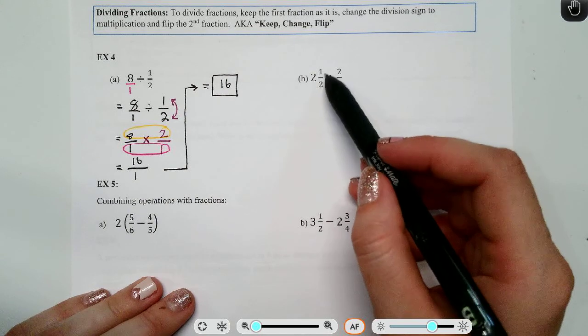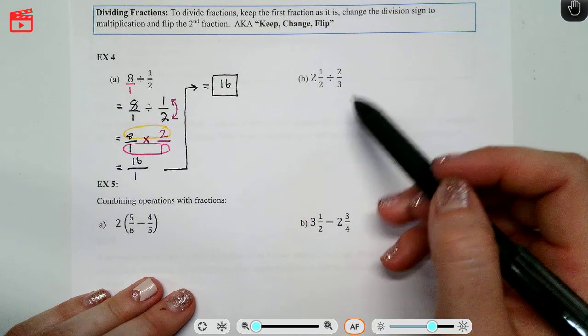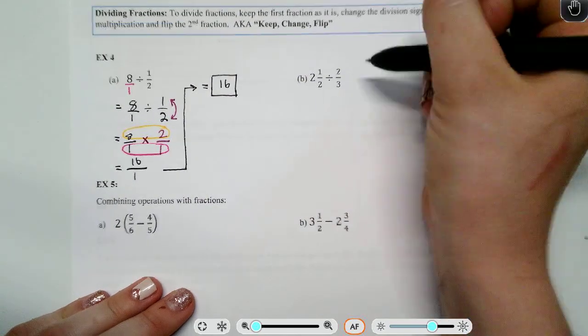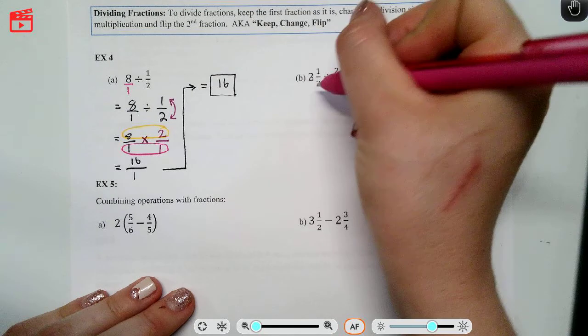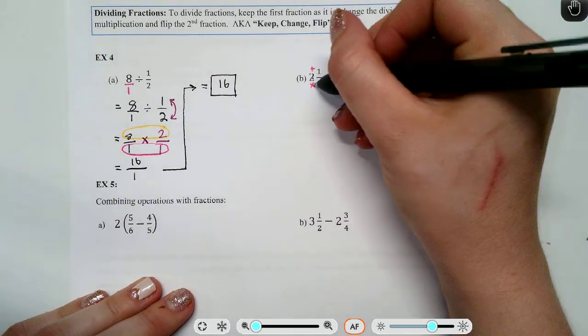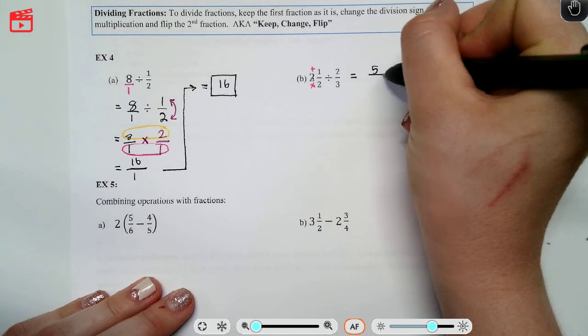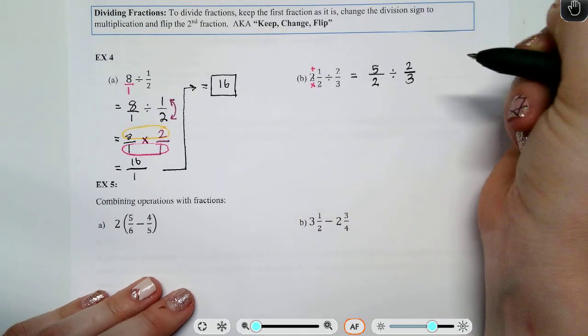Ooh, look at B. We have another mixed fraction popping in. So the plan with the mixed fraction, we're going to change it into an improper fraction. So let's go ahead and do that. 2 times 2. Remember, you multiply, then add. 2 times 2 is 4, plus 1 is 5. All over 2, divided by 2 over 3.